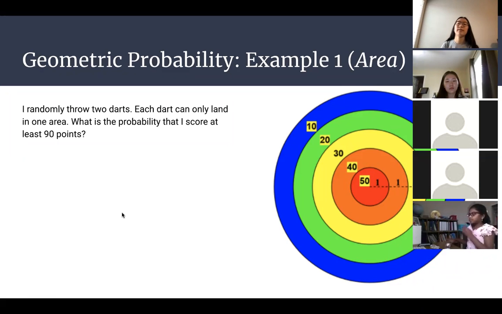Yeah, so one of the things we're going to have to do is find the area of the whole dartboard. Think about some ways that you can score at least 90 points, because there aren't that many ways. You don't have to find the numerical answer, just type out your strategy. So I'll just tell you, there's 2 ways that you can get 90 points.